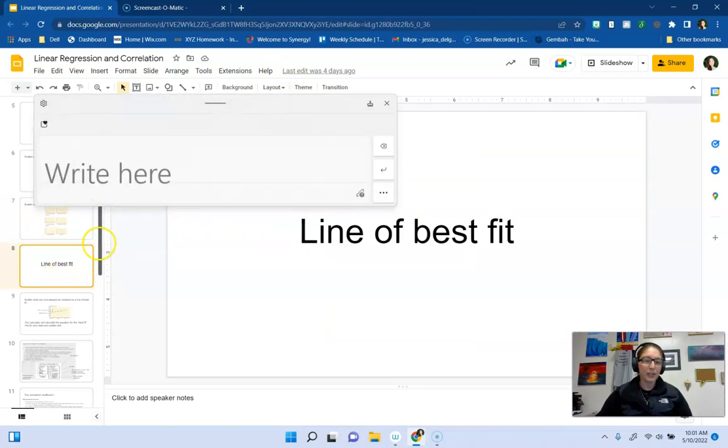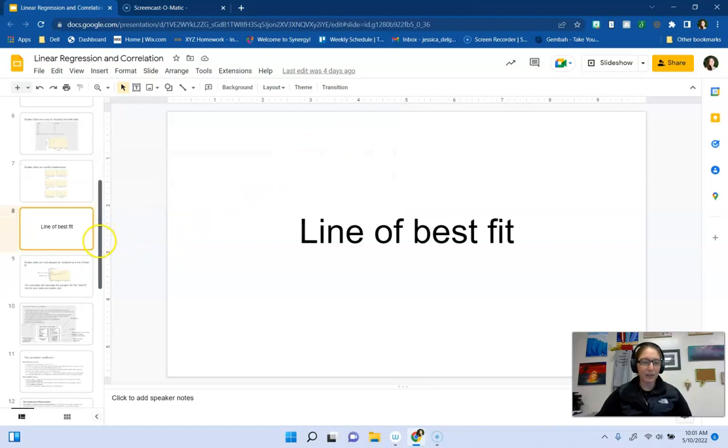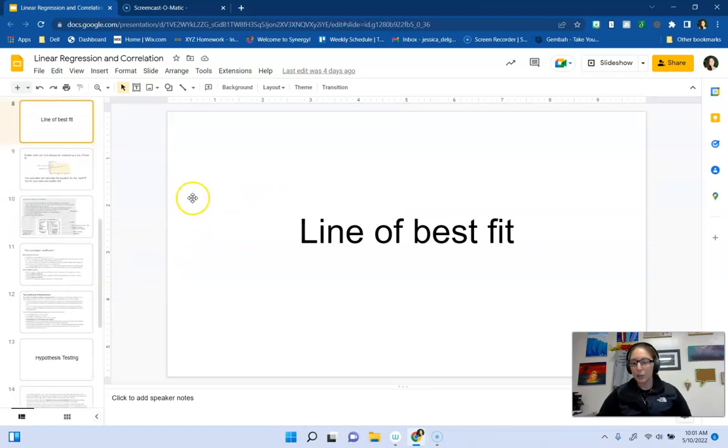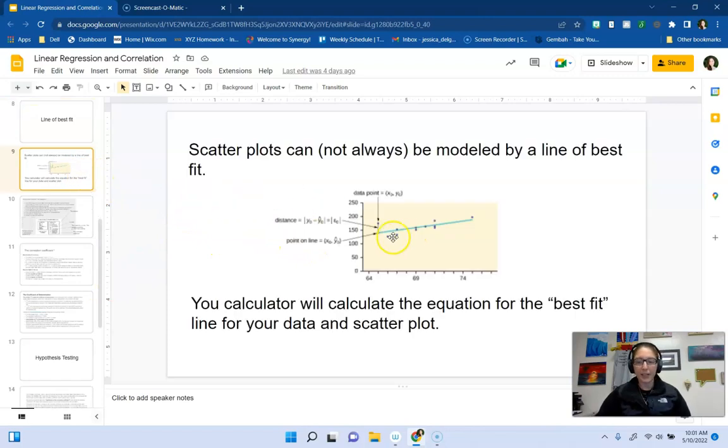And then the next thing we're going to look at is a line of best fit. I can take all this scatter plot data and make myself a line that goes through it, and this is always called the line of best fit. There is a way to do this by hand, but luckily our calculator is going to create this line for us. And scatter plots can, but not always, have a line of best fit, like the scatter plot that just had everything everywhere. There's not really a relationship there.